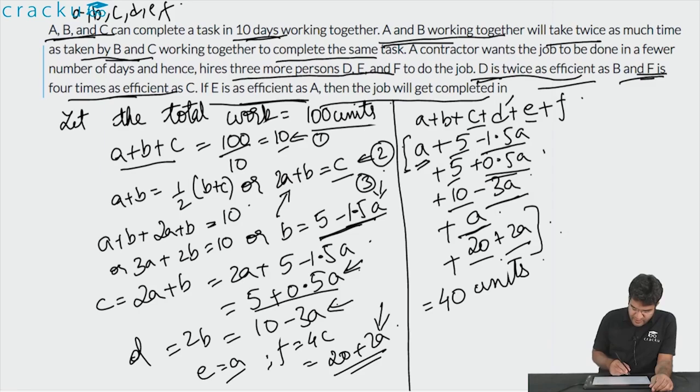Therefore, the number of days that the job takes to get completed is 100 units, which is the total work, divided by 40, which is the amount of work done by the 6 people in one day. So this equals 2.5 days.